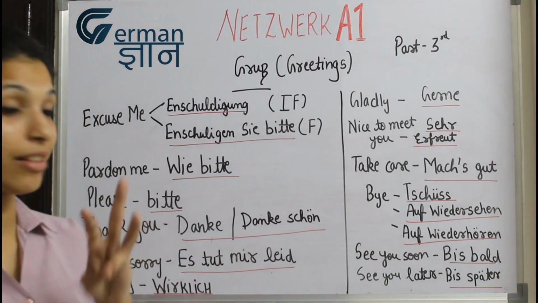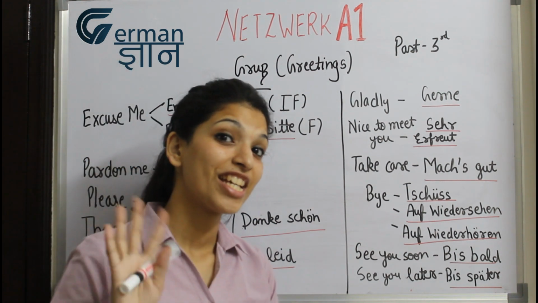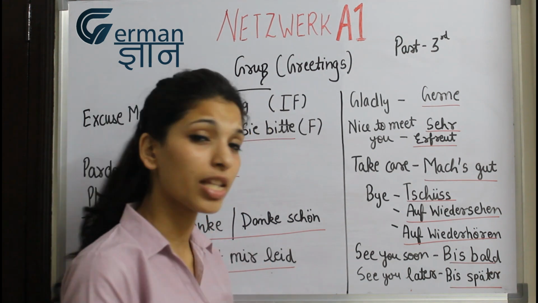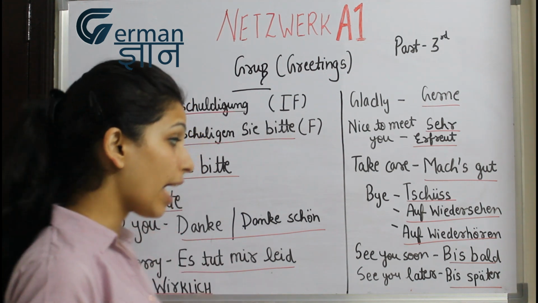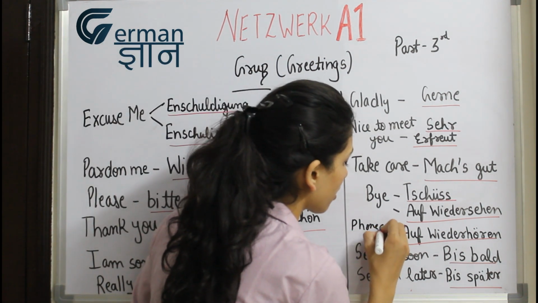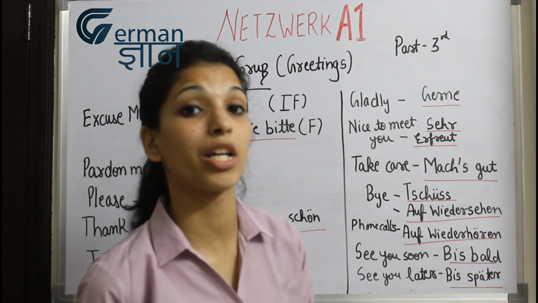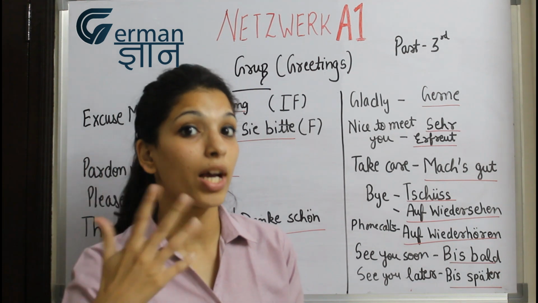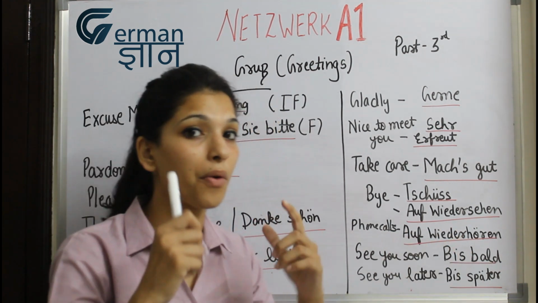Next is bye. Bye we can say in 3 types. One is the normal Tschüss. The other one is auf Wiedersehen. And the other one, which we use in phone calls, is auf Wiederhören, which means I will listen to you again. So bye on the phone is auf Wiederhören.